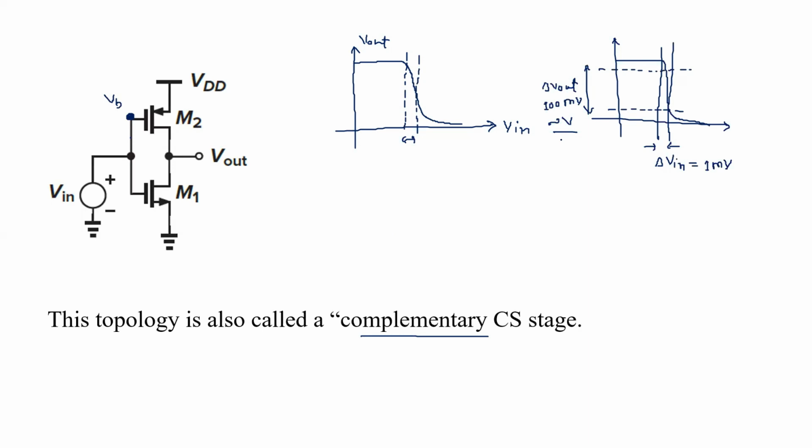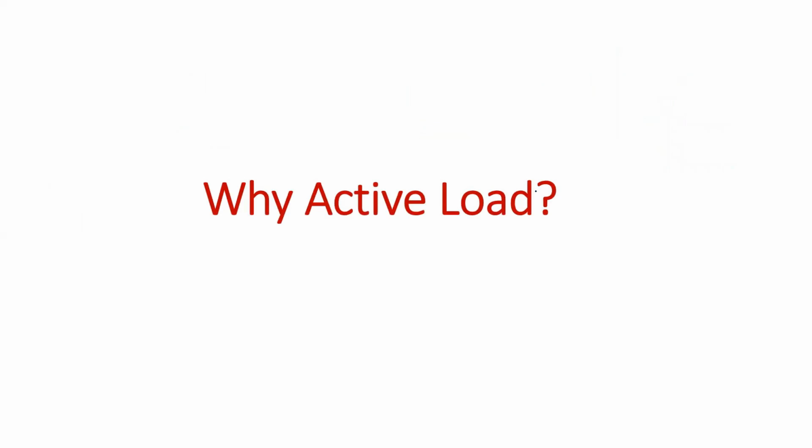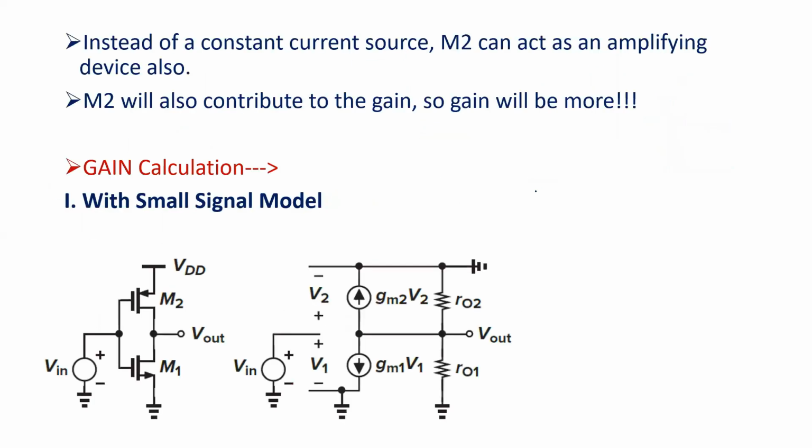So now the point is how to calculate the small signal gain for this device. So this is the active load. Now the question is, why an active load? What is the need of an active load? Instead of a constant current source, M2 can also act as an amplifying device. As I explained here, if we connect the gate of M2 with the input, it can also amplify the signal, so we get the contribution of M2 as an amplifier also. Previously, we were getting amplification only from M1, but now we are also getting amplification from M2. So we are getting 2x the amplification action, and we get more gain here. M2 will also contribute to the gain, as I mentioned in the second point. That's why we use M2 as an active load.